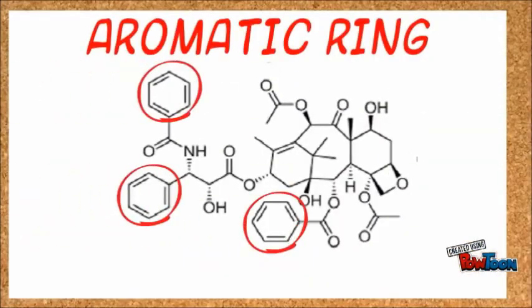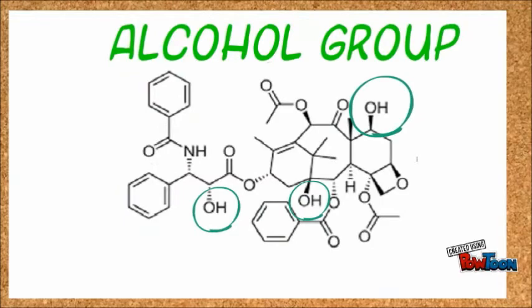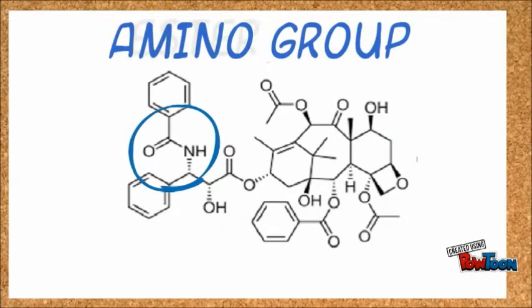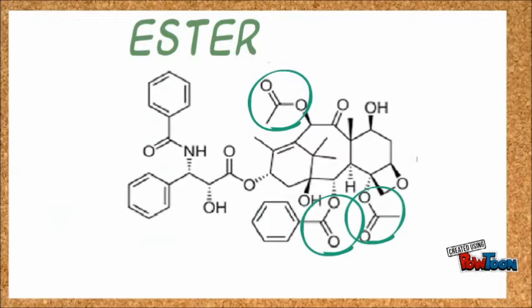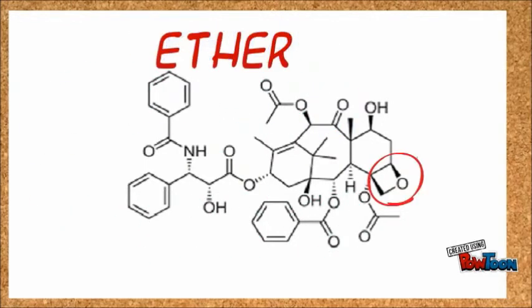And the fifth level is L01CD01, which determines the compound paclitaxel. For these ATC codes, every level has different functions and different groups.